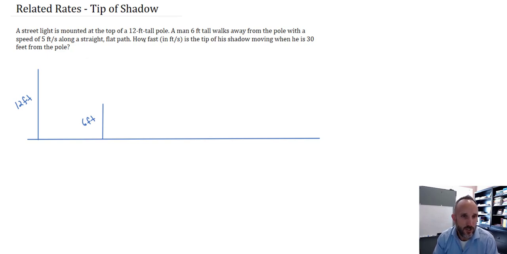Now, the question is, how fast is the tip of the man's shadow moving when he's 30 feet from the pole? So the shadow that's going to be cast by the light source is going to emanate from the top of the light pole down across the man's head to the ground. And so the tip of his shadow is right there because his shadow is from his feet out, right? The question is interested in how fast is this point, this highlighted point, the tip of his shadow moving.